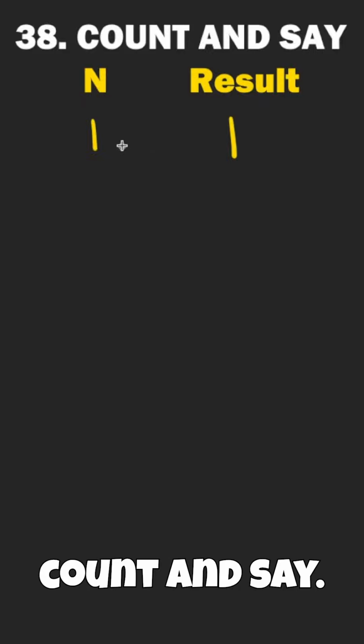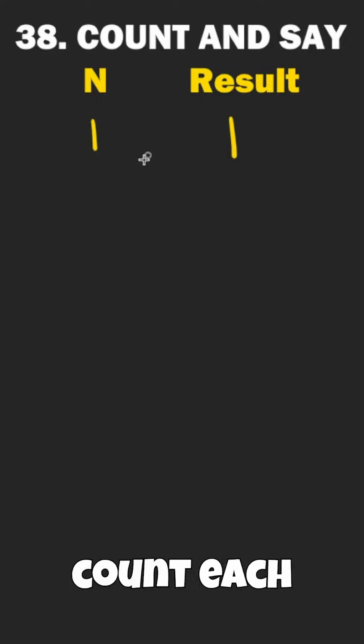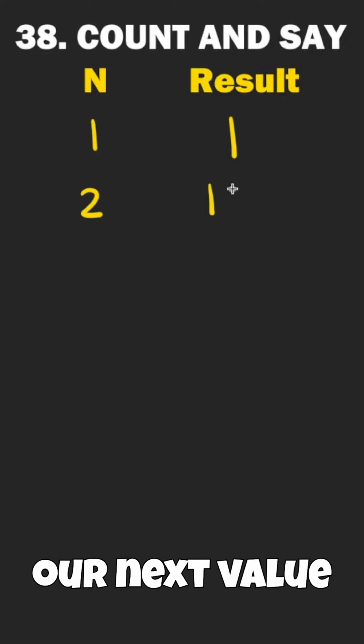LeetCode 38, count and say. The count and say pattern starts at 1 and uses the previous result to calculate the next. Starting from the left, we count each digit, then list the number of times it appears, followed by the digit we are counting. Since the digit 1 only appears once, our next value will be 1, 1.